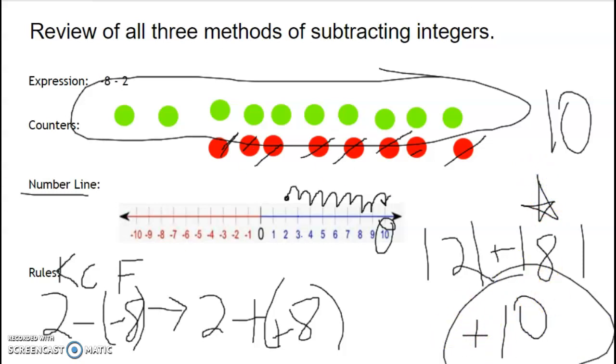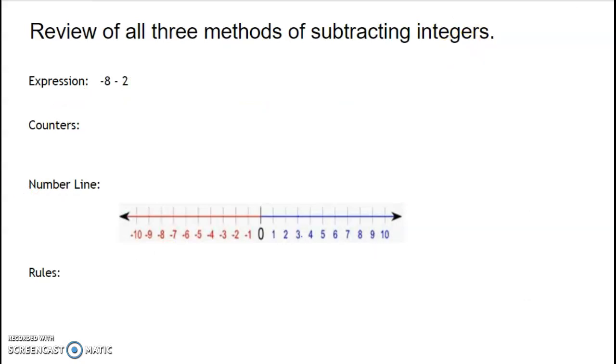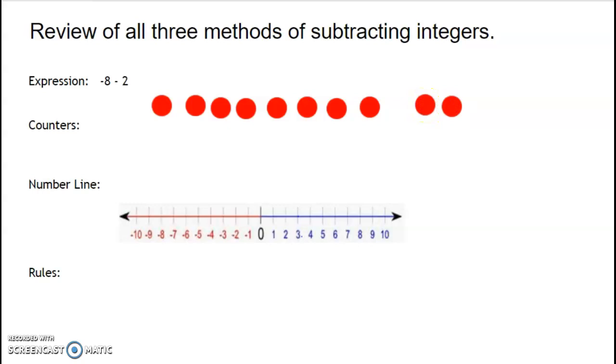All right, guys, almost done. We have 3 more questions. Our next example is negative 8 minus 2. So we actually start with 8 red dots, and we want to take away 2 positives. But I don't have 2 positives, so we need to add the opposite. In this case, we're going to add 2 more 0 pairs.